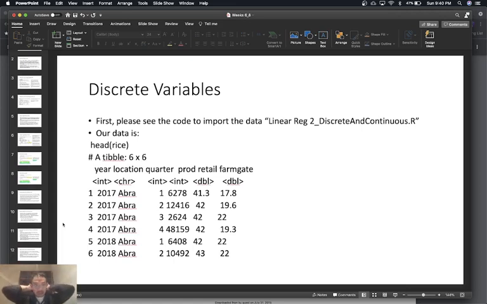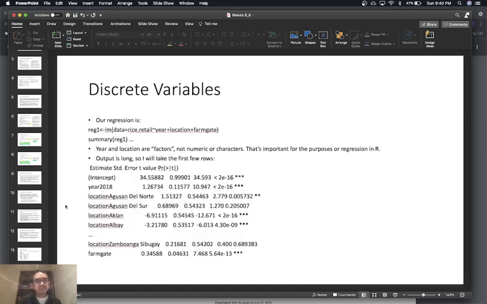Okay, so here's our rice data set. This comes from the file linearreg2 discrete and continuous. The rice data set there. What's cool about it is it has a bunch of other variables, retail, farm gate, and production. And you've got provinces here as the location and years. I think there are 2 years. So our regression here is retail price as a function of year and location and farm gate. So this is multiple regression. Year and location, those are discrete variables, and farm gate is a continuous variable.